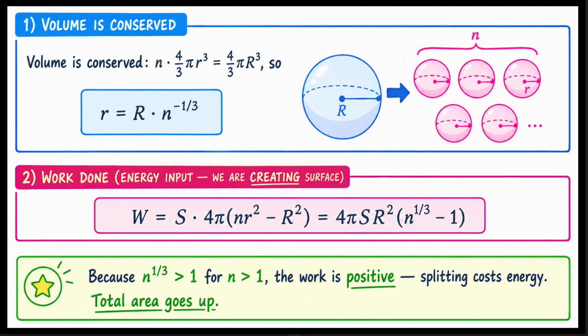The work done in creating all that extra surface is 4 pi S times the difference between n r squared and R squared. Using the volume conservation relation, that simplifies to 4 pi S R squared times the quantity n to the 1/3 minus 1. Because n to the 1/3 is greater than 1 whenever n is greater than 1, the work is positive. Splitting costs energy because total area goes up.